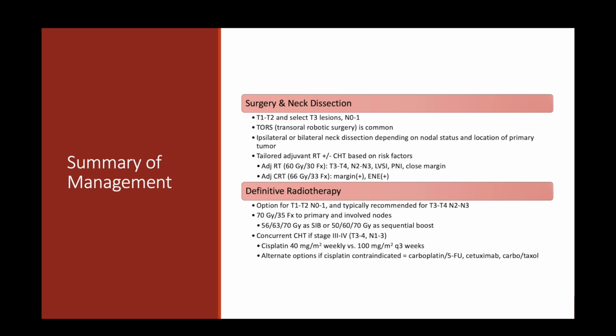A lot of the studies used 100 milligram per meter squared given every 3 weeks, but we do have kind of retrospective data suggesting that cisplatin 40 milligram per meter squared weekly is equivalent in oncologic outcome and also improved in terms of toxicity. And then, of course, if patients have a contraindication to cisplatin, such as poor renal function or concerns about ototoxicity, then we can substitute a different agent, so something like carboplatin 5-FU or cetuximab or carbotaxol. So there are options for patients that aren't good candidates for cisplatin. So in a nutshell, that is the management of oropharyngeal cancer.